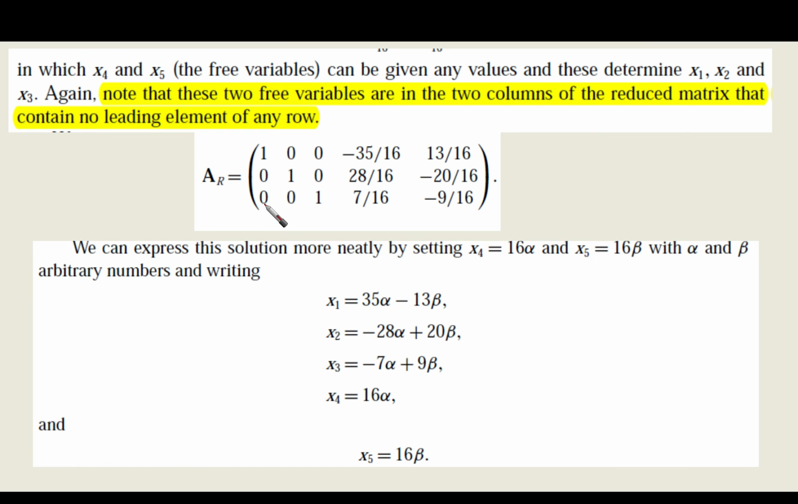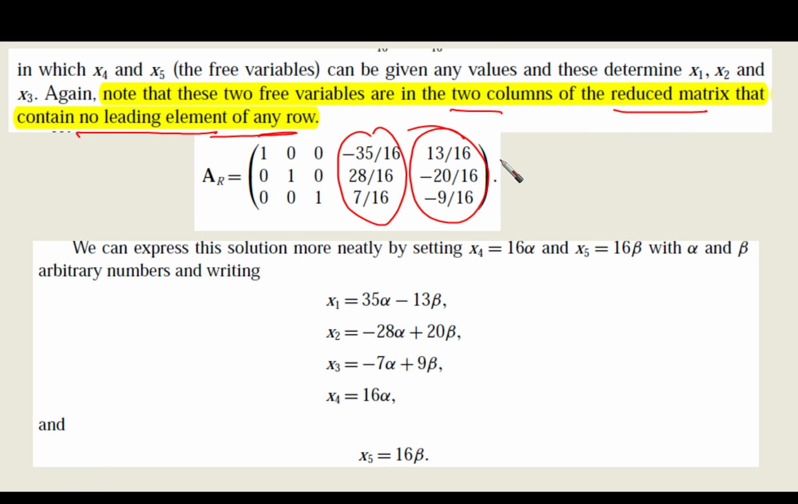Now we have obtained a solution in which x4 and x5, the free variables, can be given any values, and these determine x1, x2, and x3. Again, note that these two free variables are in the two columns of the reduced matrix that contain no leading element of any row, as we said, here and here. Remember that well. Okay. Now, what is the solution for us?